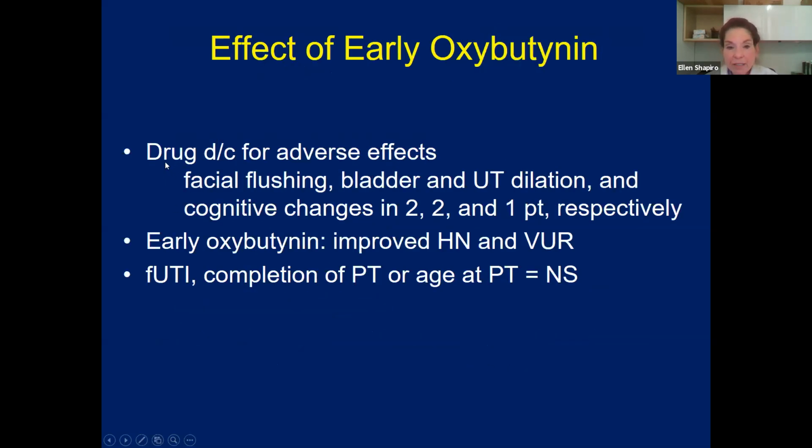So 5 infants needed to discontinue their therapy because of adverse side effects. Facial flushing, as we know, is a normal side effect, but it was stopped in 2 children. Bladder and upper tract dilation appeared to worsen in 2 children, and cognitive changes in 1 patient. And so the drug was discontinued. Early oxybutynin was shown to improve hydronephrosis and reflux. It had no effect on the incidence of febrile UTI, completion of potty training, or the age at which the child potty trained.